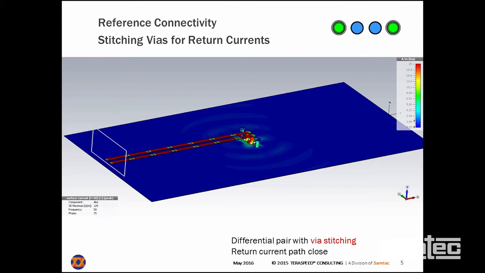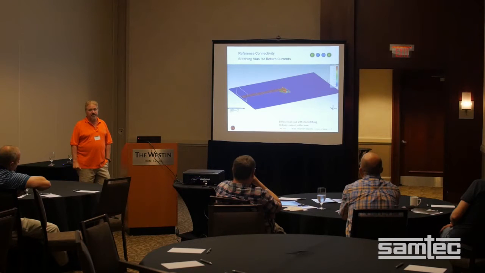So do you need stitching vias? Yes, you do. As you go faster and faster, you need more than two. Questions on what I'm showing? I think that's a good 3D simulation.